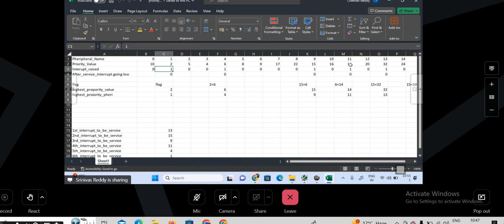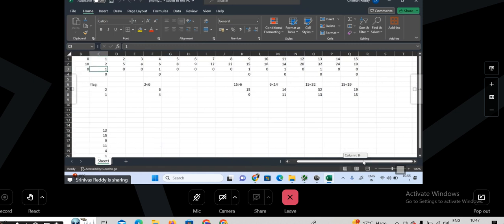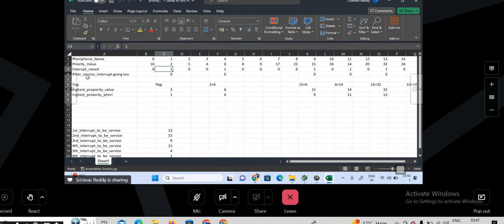Second interrupt. Okay, let us check 15. Okay, sorry, let us consider 15 also, 1 is there. Let me know. Here, 1 is raised. Interrupt name 1 is raised. Interrupt name 4 is raised. Interrupt name 9 is raised. 11 is raised. 13 is raised. 15 is raised here.